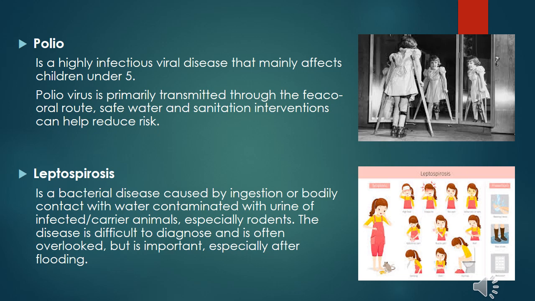Lastly, talking about leptospirosis. Leptospirosis is a bacterial disease caused by ingestion or bodily contact with water contaminated with urine of infected or carrier animals, especially rodents. The disease is difficult to diagnose because it looks like any other febrile disease and is often overlooked, but it is really important, especially after flooding, because in flooding, contamination of water with the urine of infected or carrier animals is quite easy.